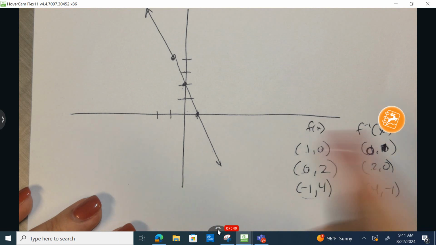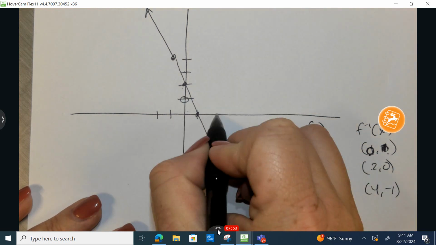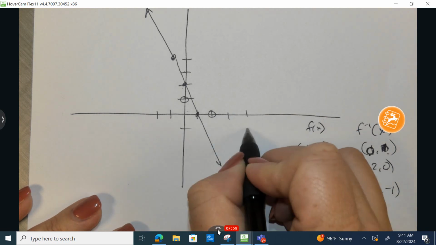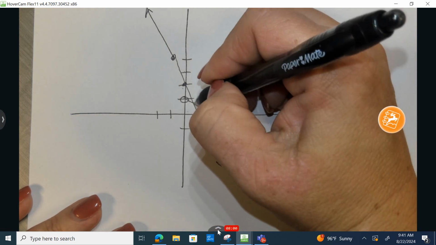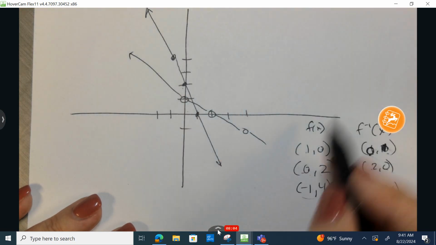And now I have to graph it. So 0, 1 is right here. 2, 0 is right here. And 4, negative 1 is right here. And this is the inverse.